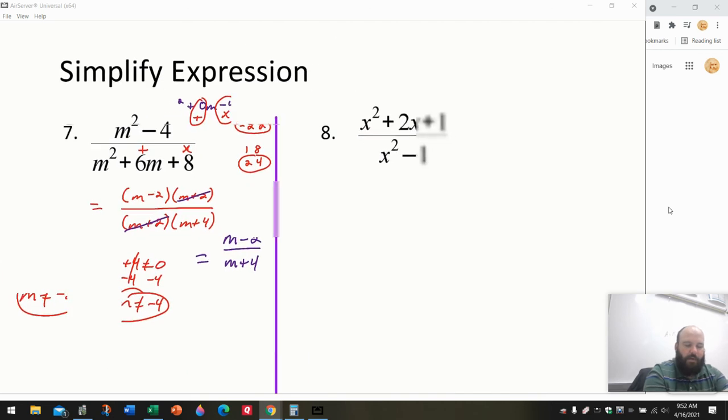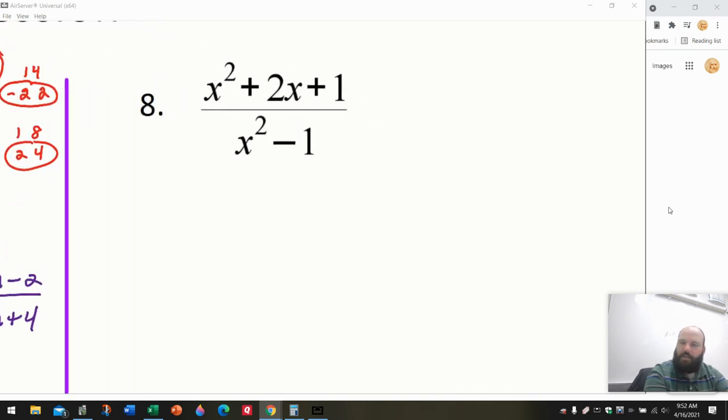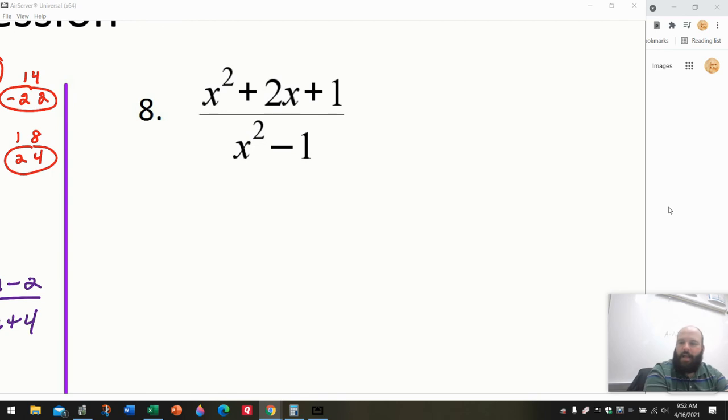Now, the last one I'm going to show you is very similar to the last three that I did, in that both of these are going to need to be factored. Before we can simplify, we will need to write what the restrictions are on our variable. So let's go ahead and factor the top one.